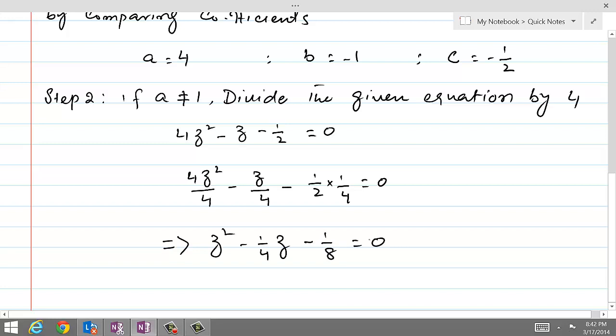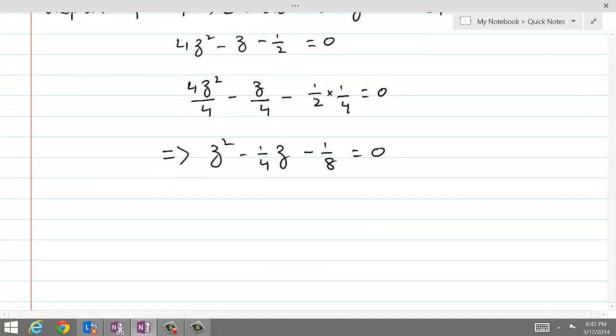And we can either do it this way, dividing by 4 first and then moving the constant term to the other side, or we could have moved the constant term to the right hand side and then divided by a, meaning 4. Whichever way, we end up at the same equation. Now we are going to separate that constant term. So this will give us z square minus 1 by 4 z equal to 1 by 8. So this was our step number 2.